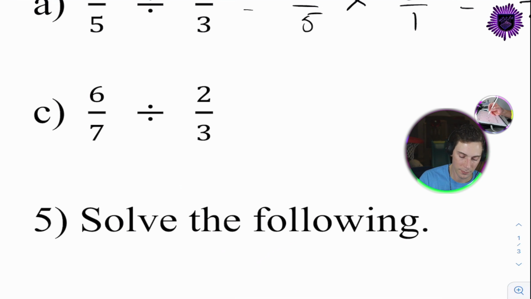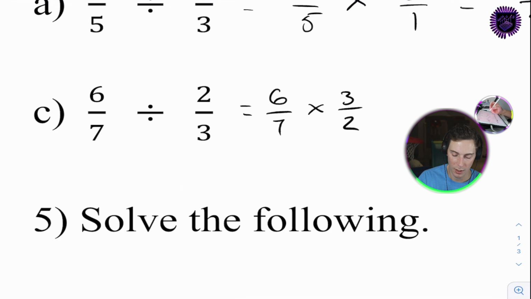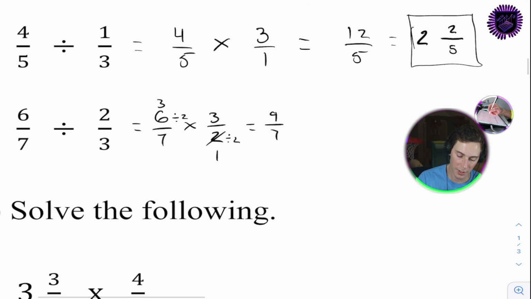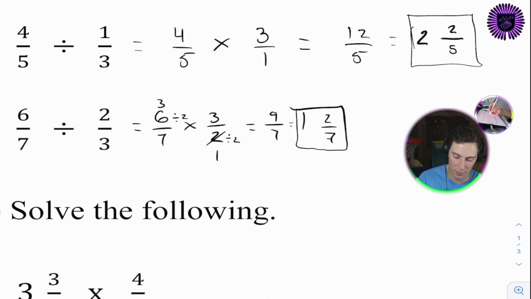4C, let's do our keep, flip, change. Keep, change, flip. We're going to go 6/7 times 3/2, and we can divide by 2, which will be 1/3. 9/7 will be our answer, which can simplify to 1 2/7. That's the final answer.